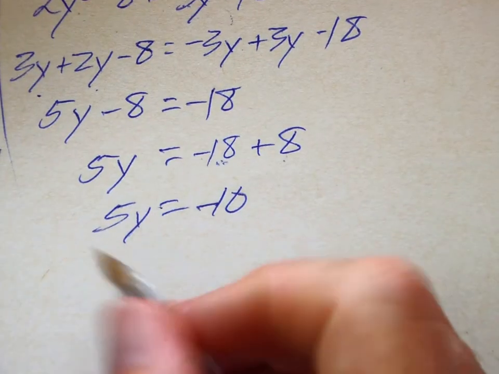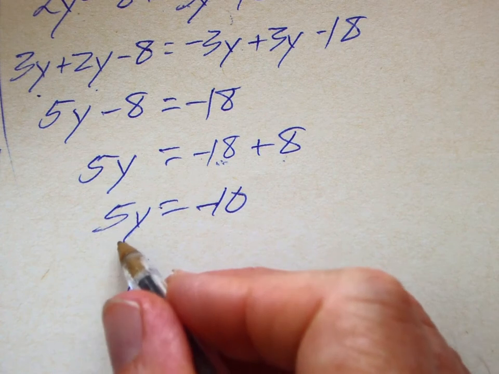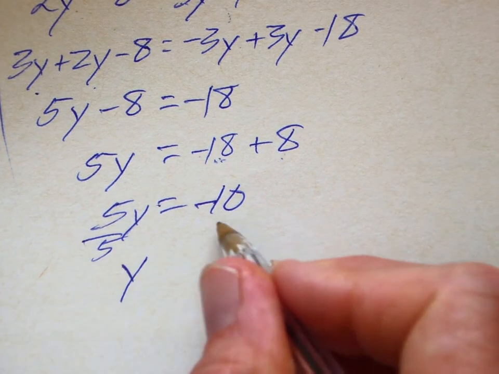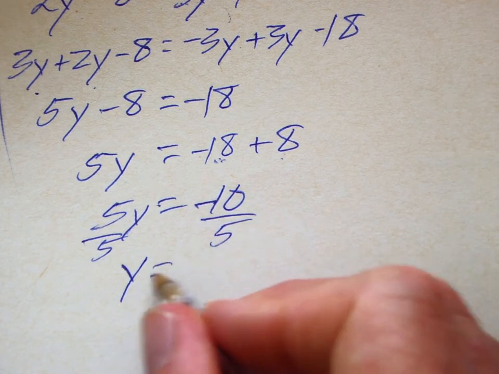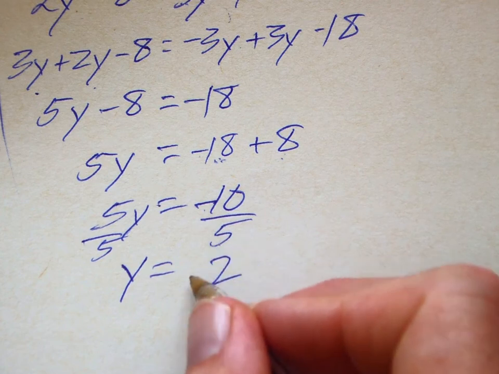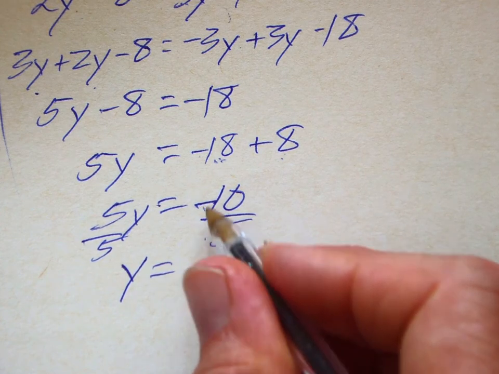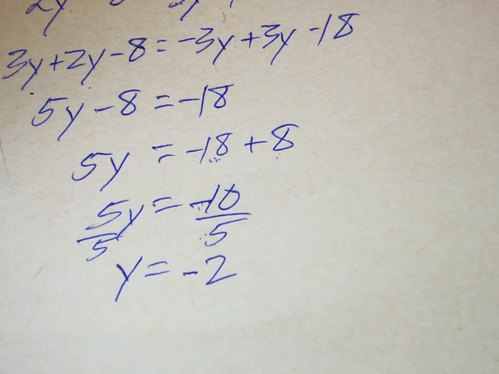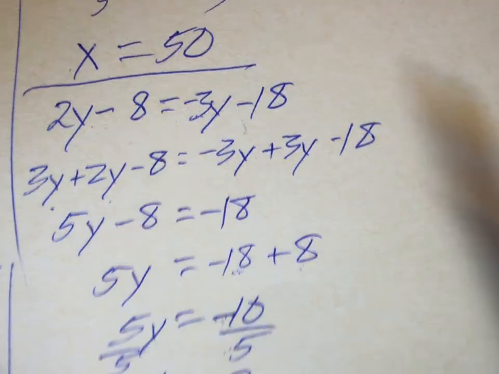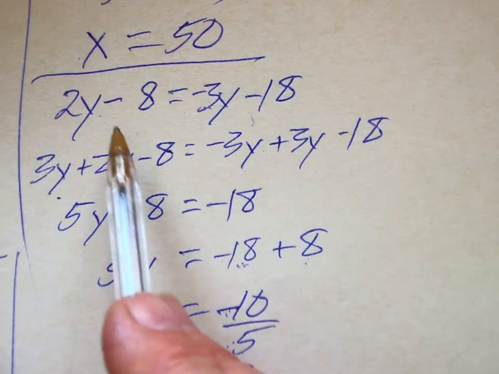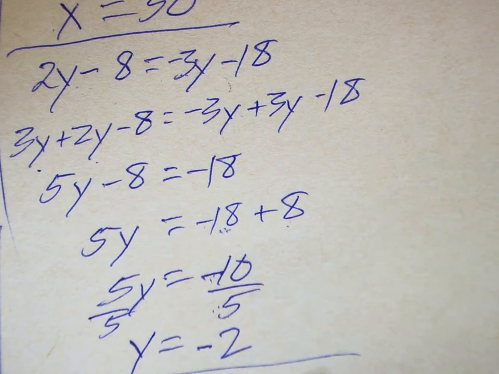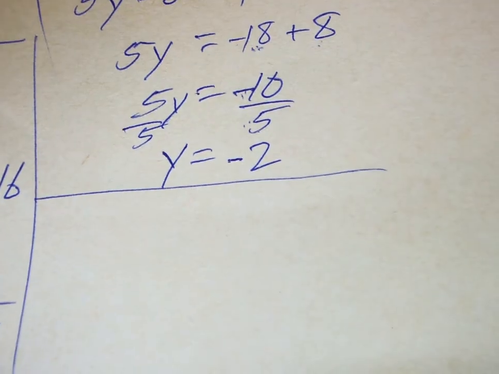Now, I want 1y. How do I get to 1y? I divide by 5, which means you divide this side by 5. Negative 10 divided by 5 is negative 2. You have a negative and a positive is a negative. Y equals negative 2. I could go back here and put the negative 2 in, and it would work, but I don't feel like doing it. You can do it if you like. Anyway, here we go. Next one.